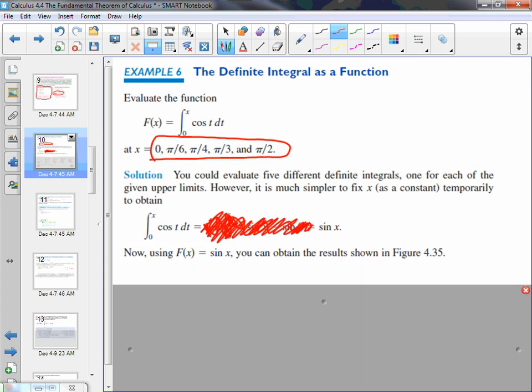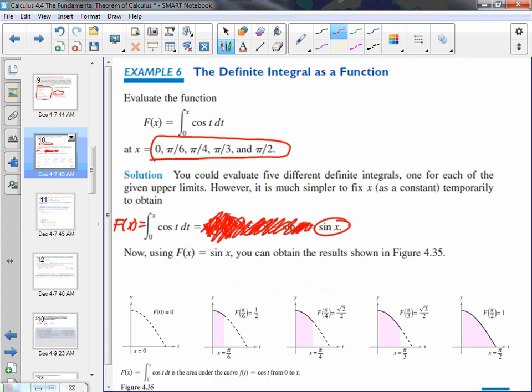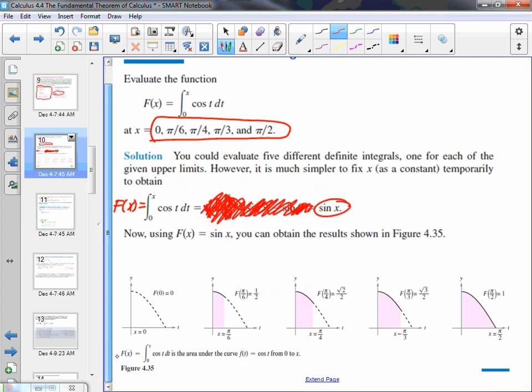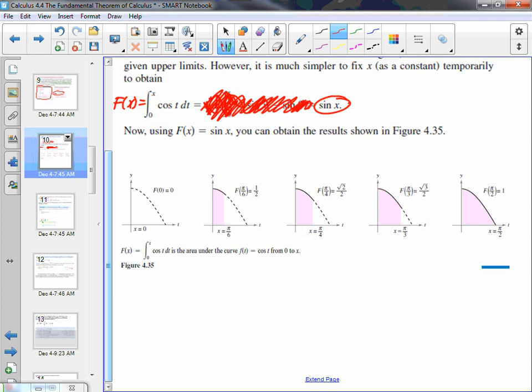So now using capital F of x, capital F of x equals that, so therefore it equals that as well. You can obtain the results shown in figure 4.35. So then they work them all out. When x equals 0, the sine of 0 is 0. When x equals pi over 6, the sine of pi over 6 is 1/2, and then so forth. And notice that when you look at it graphically, you're also getting areas.